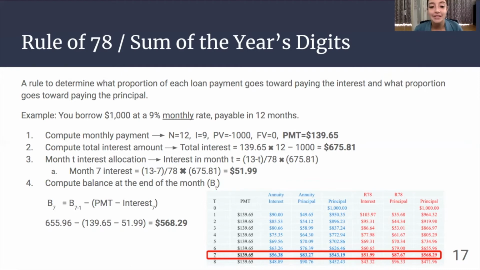Then you can compute your balance at the end of month 7 simply by following this formula underneath here, which is taking your balance in month 6 and then subtracting payment minus your interest in month 7 from it. So that in this example is $655.96. And then you're going to subtract your monthly payment minus the interest from the $655.96. And that leaves you with your balance at month 7 being $568.29.